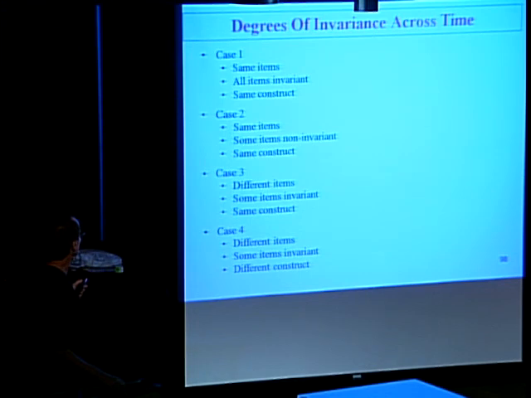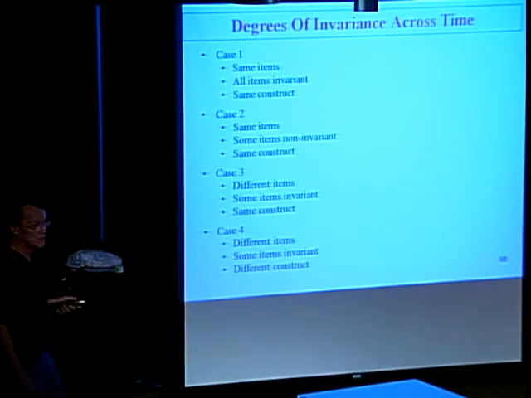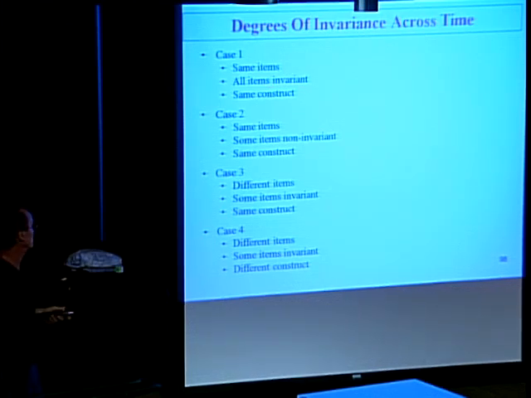In case 1, we had the same items across time. And we started off with the model of believing or hoping that all items would be invariant, in which case we certainly would be certain that we had the same construct measured at the different time points, and in the same metric as well, due to holding the item intercepts and slopes invariant.